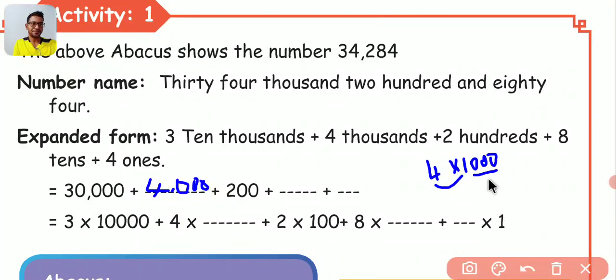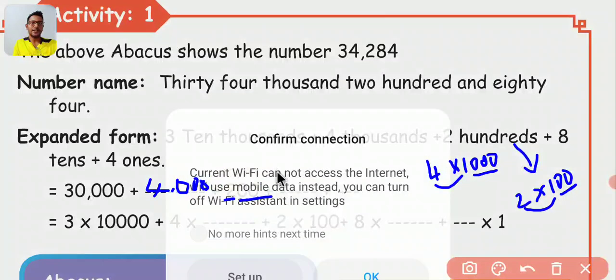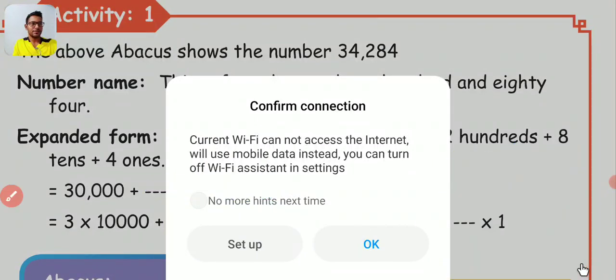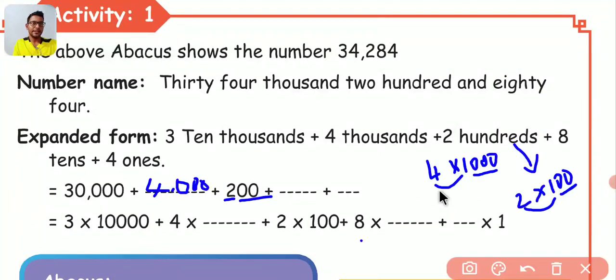Here 200 means 2 cross 100s. Okay, that is the meaning. So 200 means 2 cross 100s. Then you write 2, 2 ones are 2. Then you count the zeros, there are 2 zeros, and write them here. Then 8 tens. 8 tens is nothing but 8 cross 10. 8 tens are 80. 8 tens means 8 cross 10. Okay, 4 ones. 4 ones means 4 cross 1. 4 ones are 4.